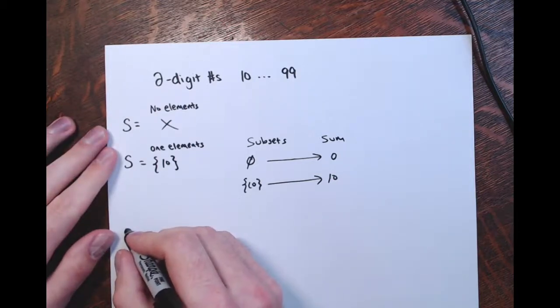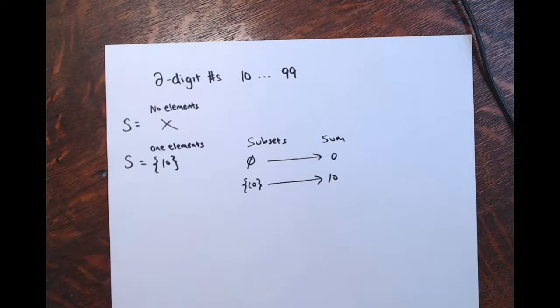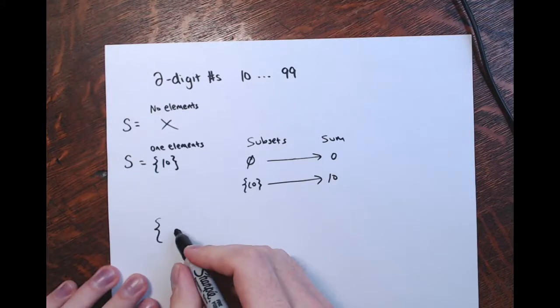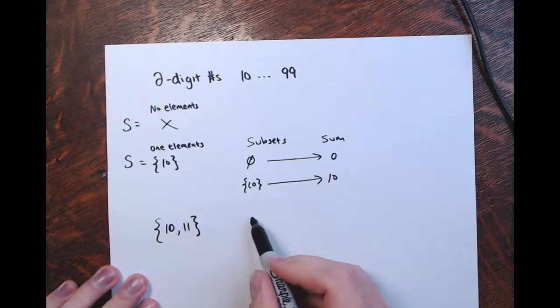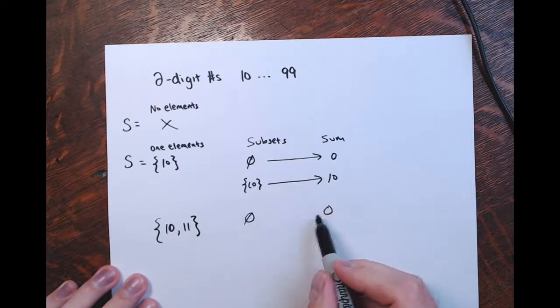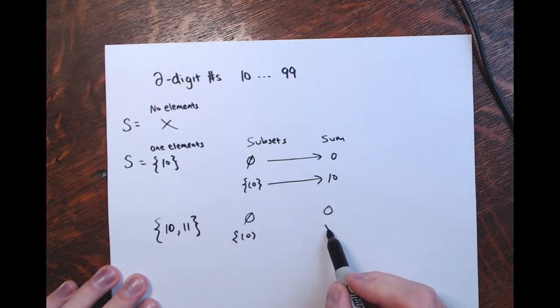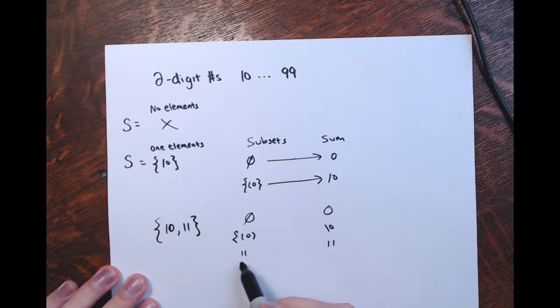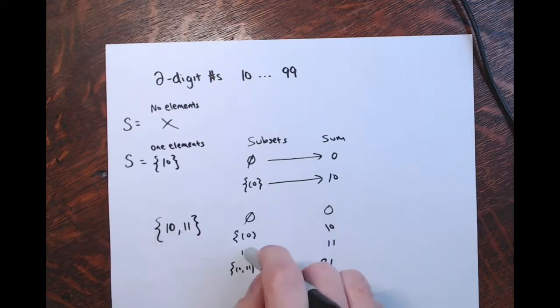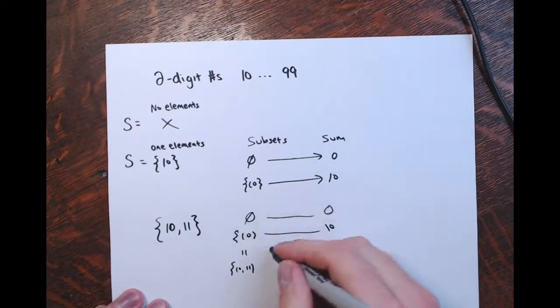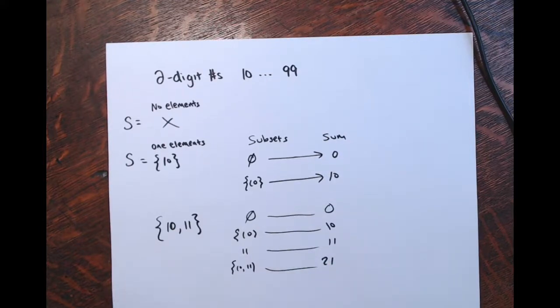Then for a set with 2 elements, again, not going to happen. If I had a set with two different elements, say 10 and 11, just using some examples, the subsets are the empty set, which has a sum of 0, the set with 10, which would have a sum of 10, the set with 11, which would have a sum of 11, and the set with both of them, which would have a sum of 21. And again, these are different elements. You're not going to have any set with 2 elements in it that has distinct subsets with the same sum. All right, so let's think.